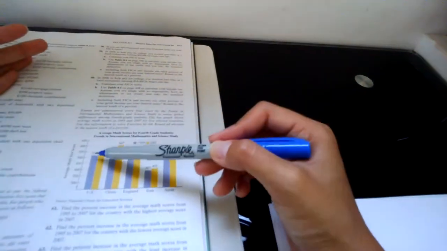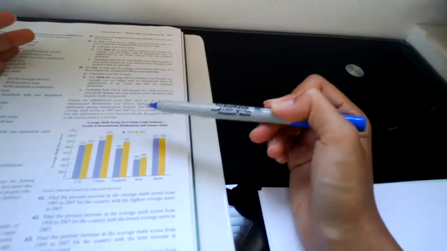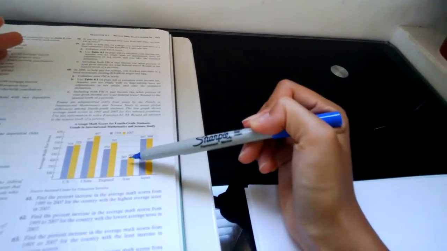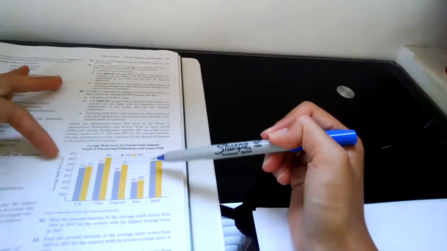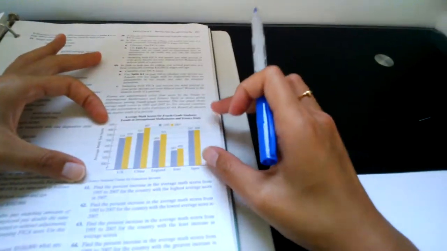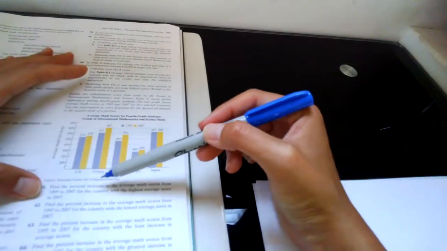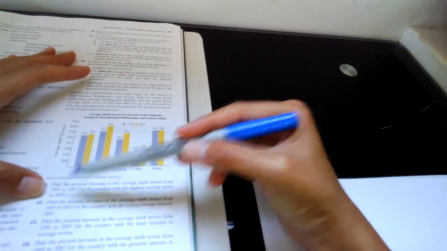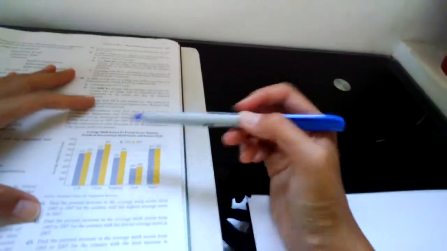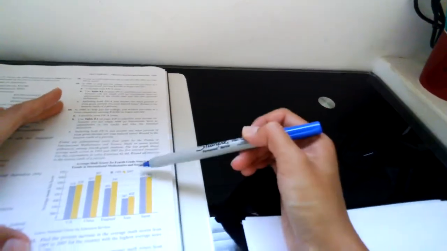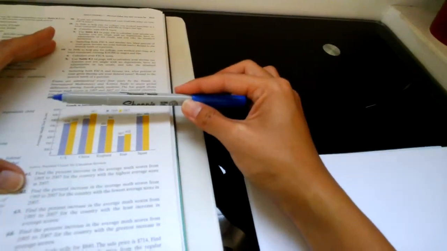So if we just take a look, okay, the US went up a little bit, China jumped pretty significantly, and so did England. Iran improved a little bit, and Japan nearly stayed the same. So these are some of the things that we can infer from this graph. But let's look at the first one. Find the percent increase in the average math scores from 95 to 2007 for the country with the highest average score in 07. So if we want to find the highest average score in 07, we're looking at the yellow, and we're trying to find which one has the highest.